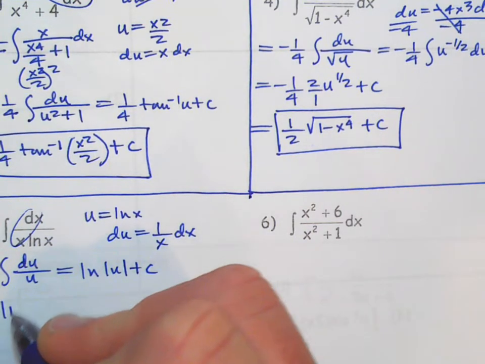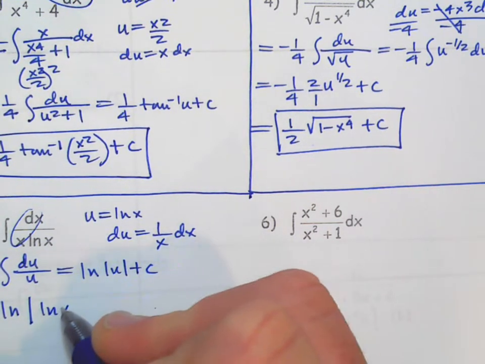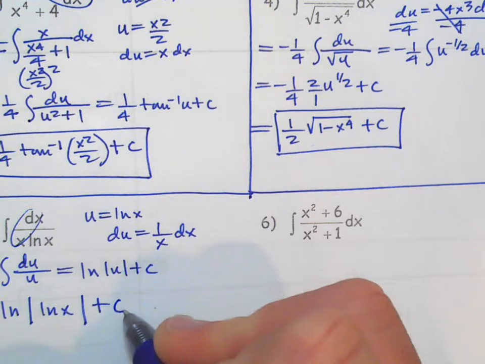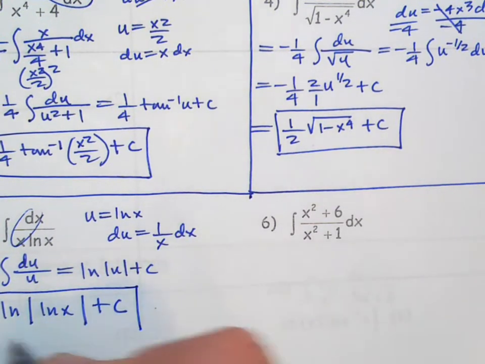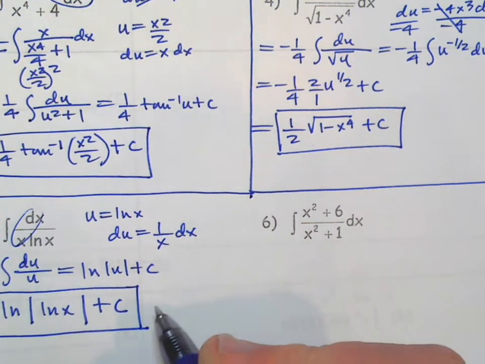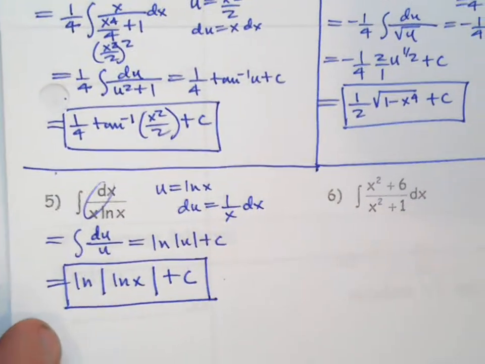So it's going to be natural log of the absolute value of the natural log of x plus c. And we have to keep those absolute values because natural log can be negative. There are no absolute values on the inside, though.